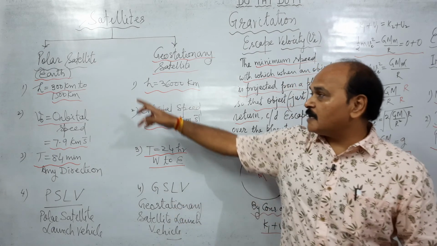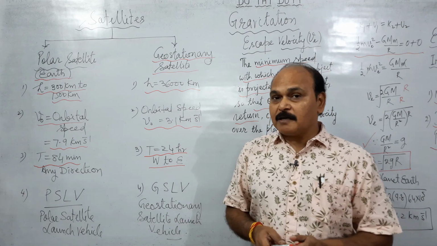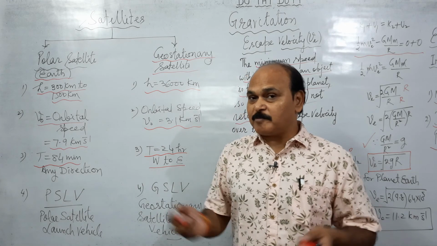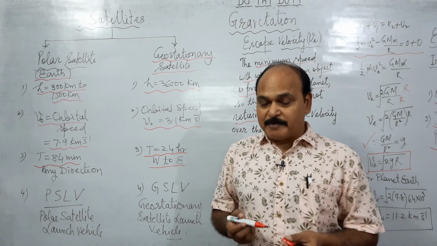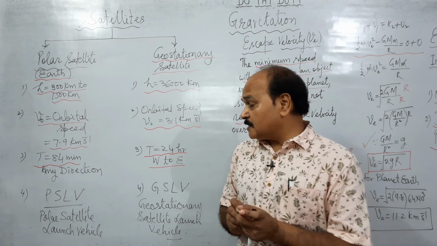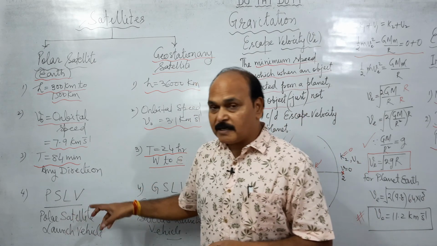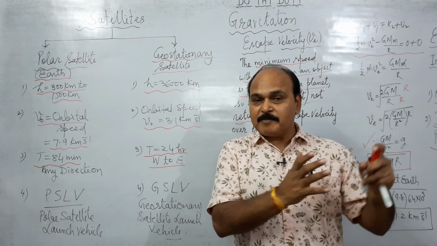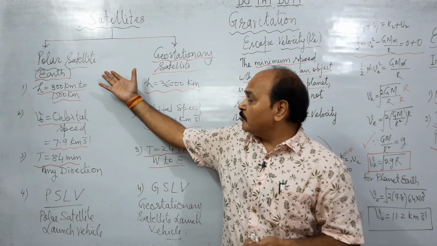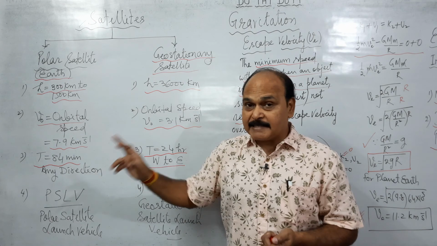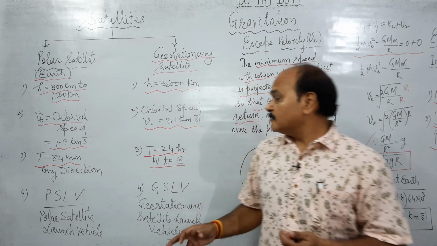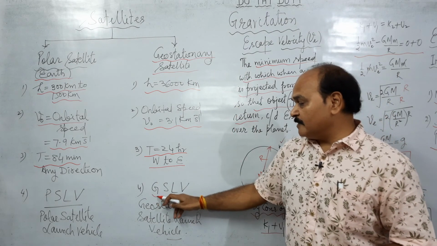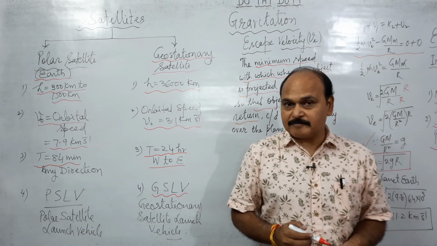Polar satellites are launched by a vehicle called PSLV. This is a very popular word you must have come across. What does PSLV stand for? PSLV stands for Polar Satellite Launch Vehicle. The rocket, or the system of multi-stage rockets, used to launch polar satellites is called PSLV. Whereas to launch a geostationary satellite, the vehicle is called GSLV, Geosynchronous Satellite Launch Vehicle.